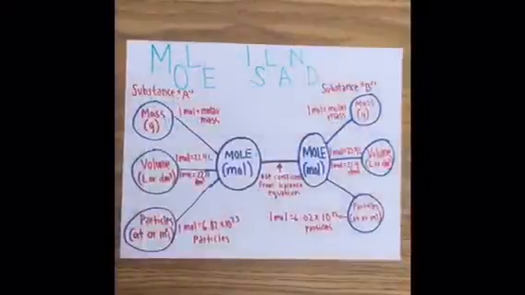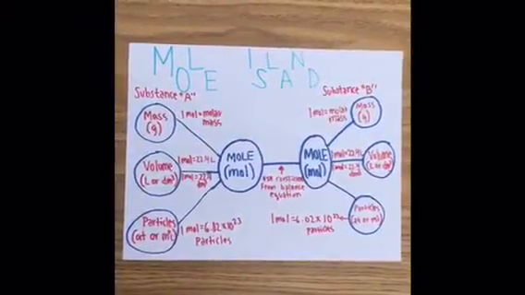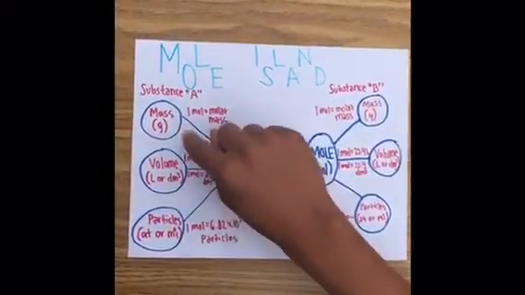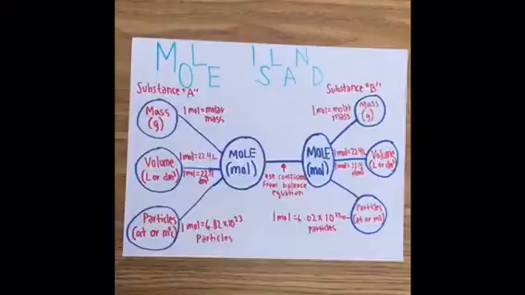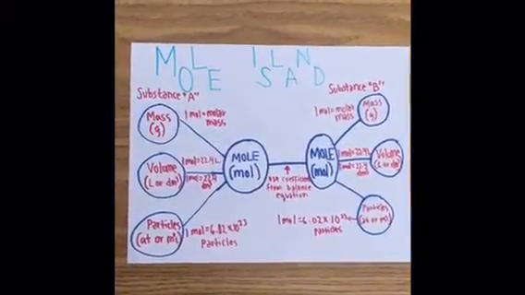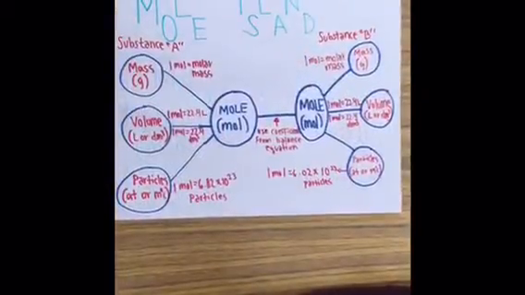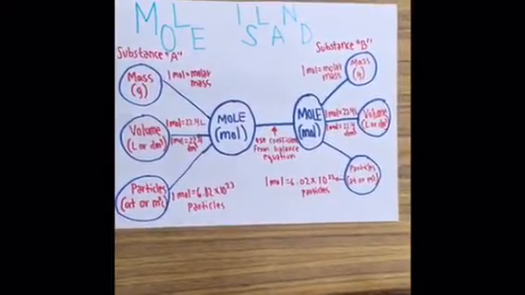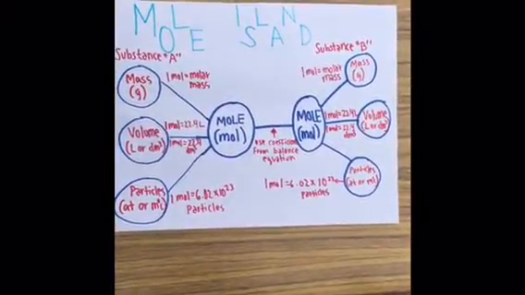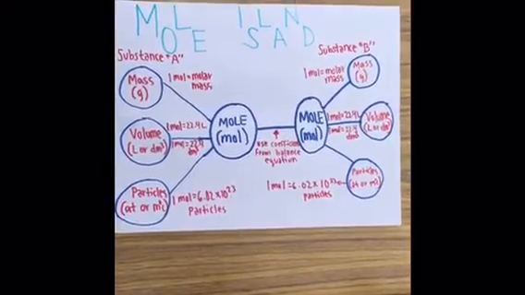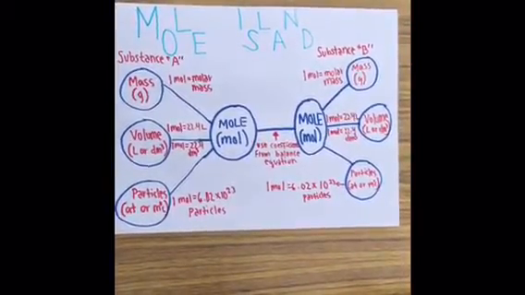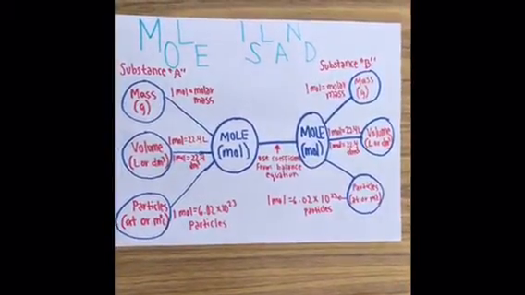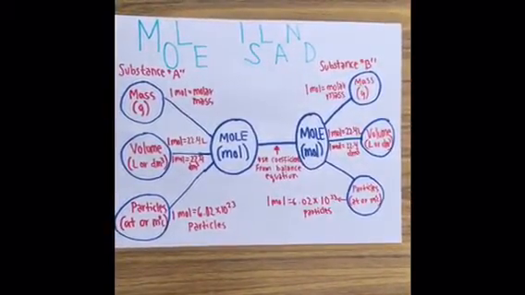This is how you set up Mole Island. First, you have to set up the diagram for Mole Island. There are 3 major islands for each side: mass, volume, and particles. Second, you need to know what each mole represents for each island. For mass, 1 mole equals molar mass. For volume, 1 mole equals 22.4 liters, or 22.4 dm cubed. For particles, 1 mole equals 6.02 times 10 to the 23rd power.